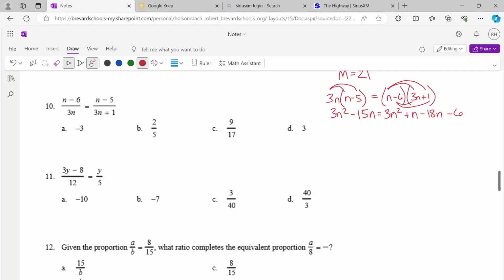Now, if we have 3n squared on both sides of the equation, we can just cancel it out. So we end up with negative 15n equal to, make sure you guys combine these like terms at this step, n minus 18n would be negative 17n minus 6. So then we're going to add 17n to each side. 2n is equal to negative 6 and divide by positive 2. So we get an n equal to negative 3.